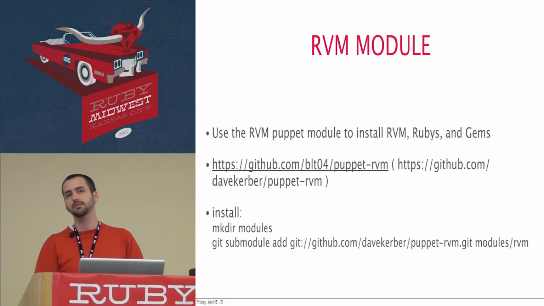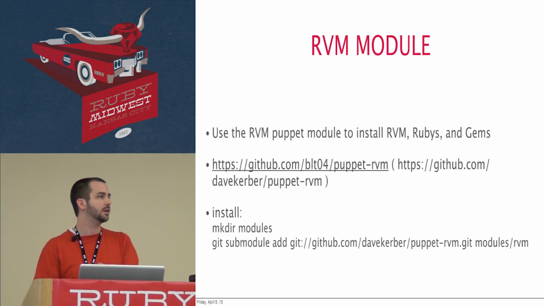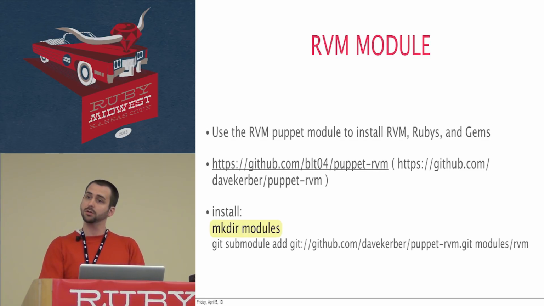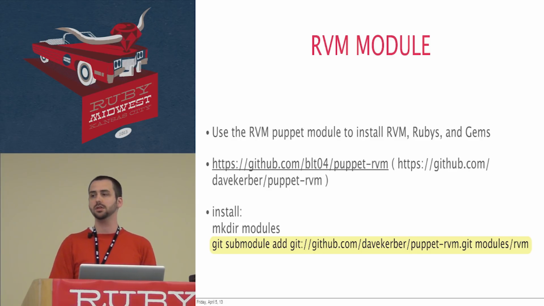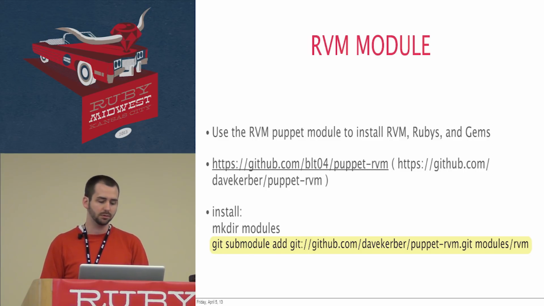The second one is where I did fork it and make a slight change to it that I haven't asked him to merge in yet. Basically what happened is the dependencies are changing so fast that the module hasn't quite kept up with what those dependencies are. So in my fork of it, all I did was tell RVM to automatically install any dependencies that are necessary to get Ruby going. So you just make a modules directory, and I recommend using a git submodule to get that going. You just run that command, and then in your modules/rvm will be that RVM module.